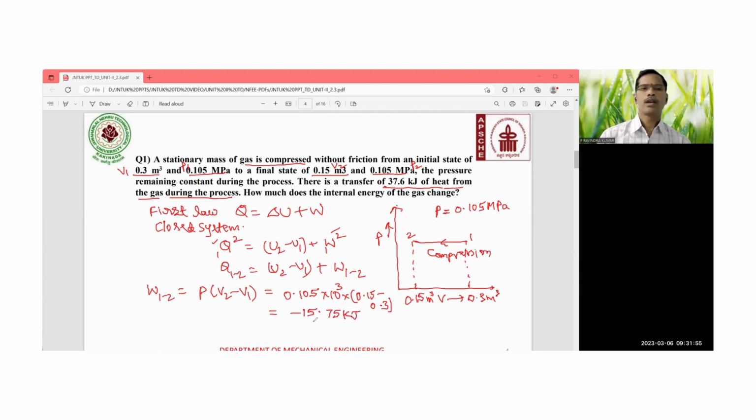75 kilojoules. So this is the work done. That means here work is done onto the system. So in case of a compression process, you have to give the work input. So that's why it is the negative sign.